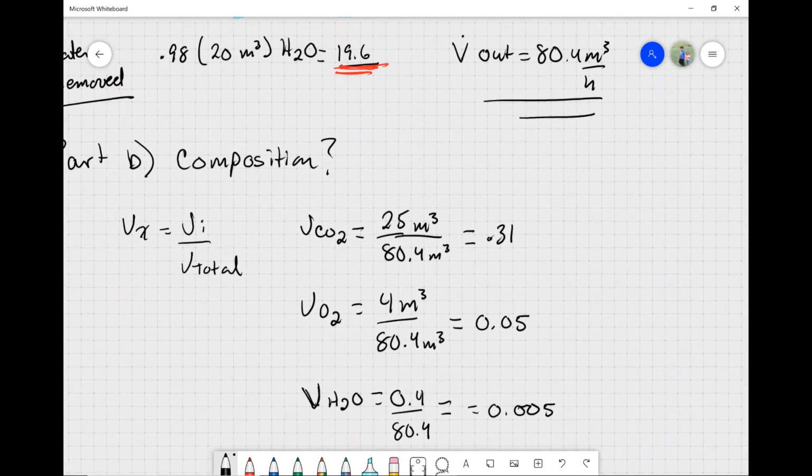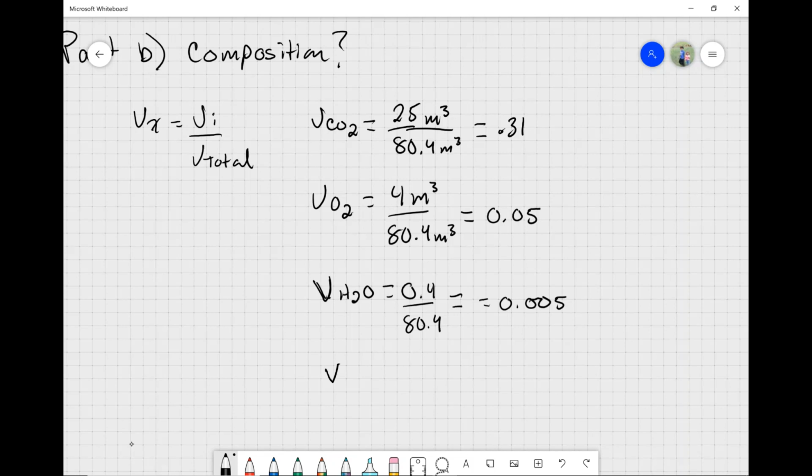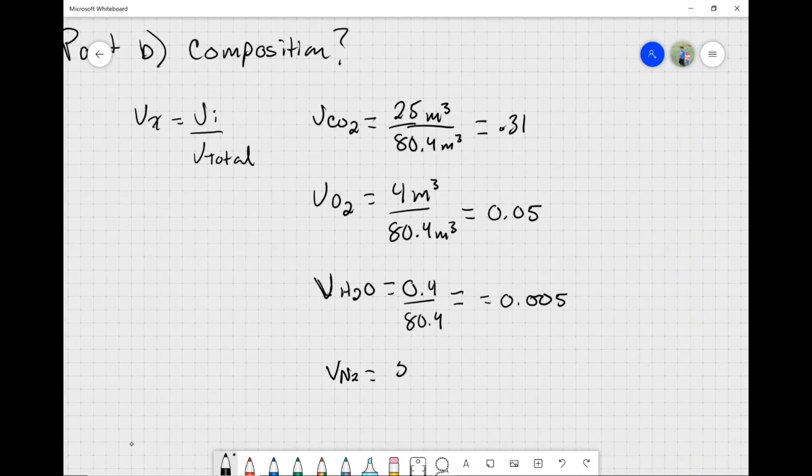And the last one is N2, I believe. Yes. And let's work that out. I didn't put the meters cubed here, I'm sorry. All right. And that's 0.63.